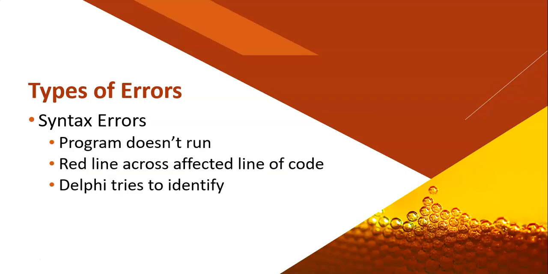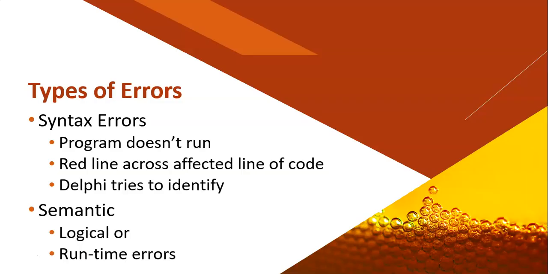So that's syntax errors. The other type of error that you get is called a semantic error. And these are the problematic errors because Delphi doesn't tell us where there's a problem. Now, there are two types of semantic errors. The one is a logical error and the other is a runtime error. So let's look at these two errors in more detail.